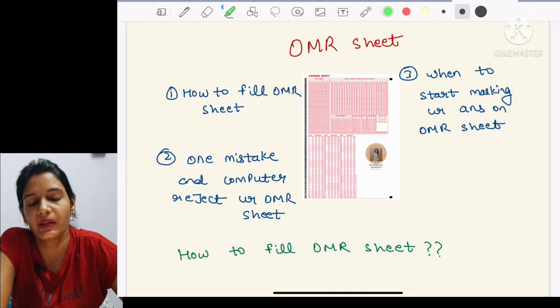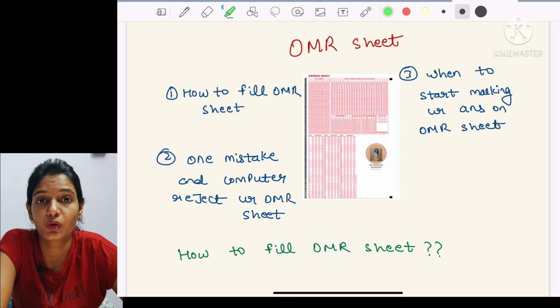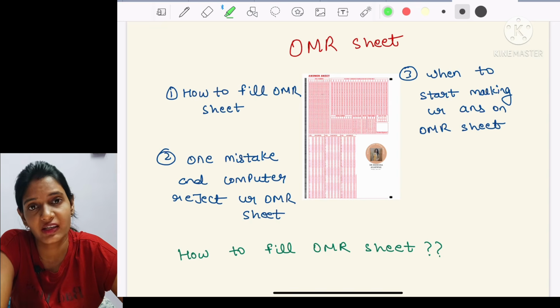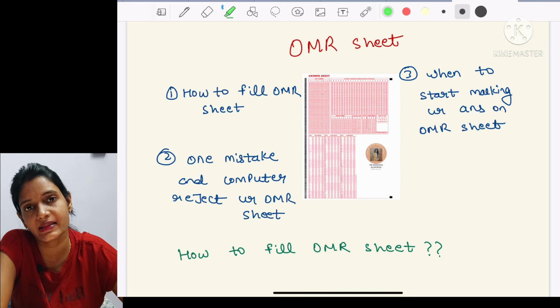As we all know, the paper is offline this time, so it becomes very important to have an idea about the OMR sheet, because we have completely been practicing on the computer based exam. So when you get the OMR sheet of your PMT exam, you are definitely going to ruin it because of not knowing or forgetting some basic things.